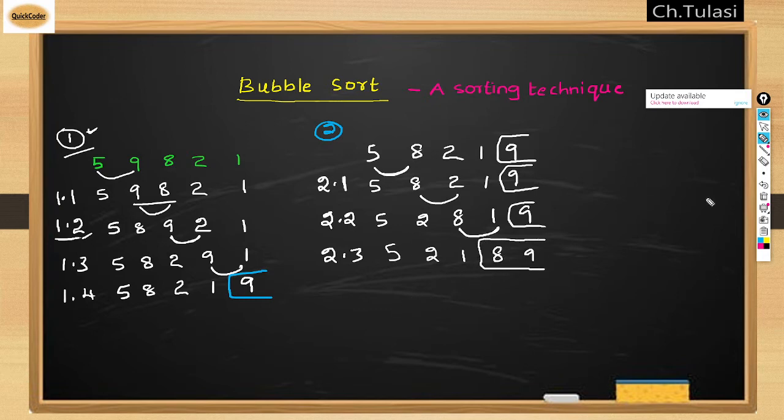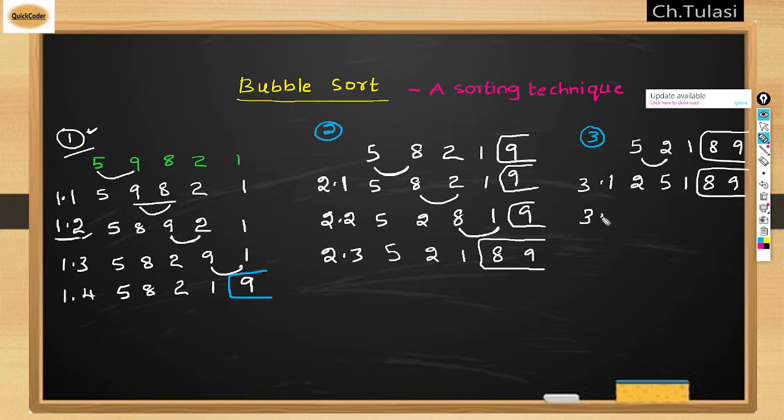Now let's go through the third iteration. Take this 5, 2, 1, 8, 9. Already these two are sorted. In the third traverse, first comparison, compare these two. 5 is big, 2 is small, so swap them. And again in the third traverse, second comparison, compare these two. 5 is big, 1 is small, so swap it. If you see, 5, 8, 9 are already in ascending order now.